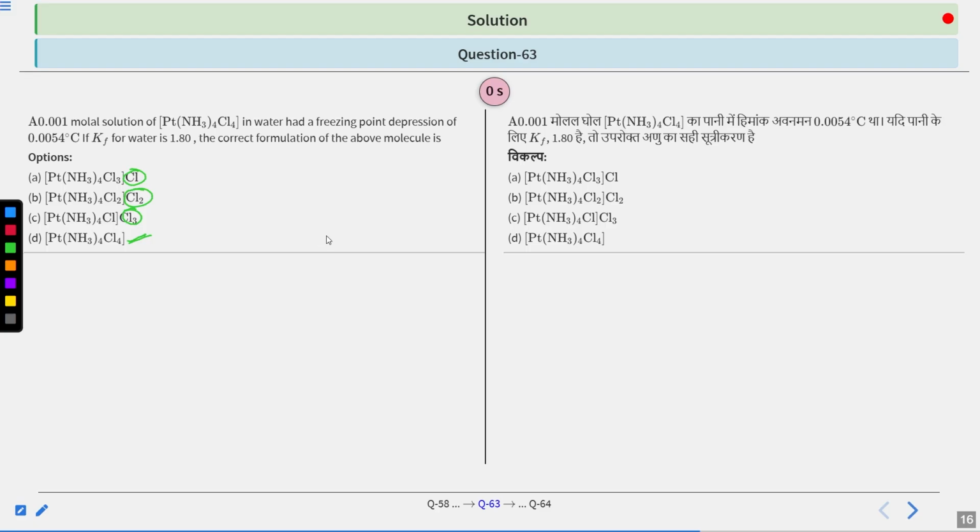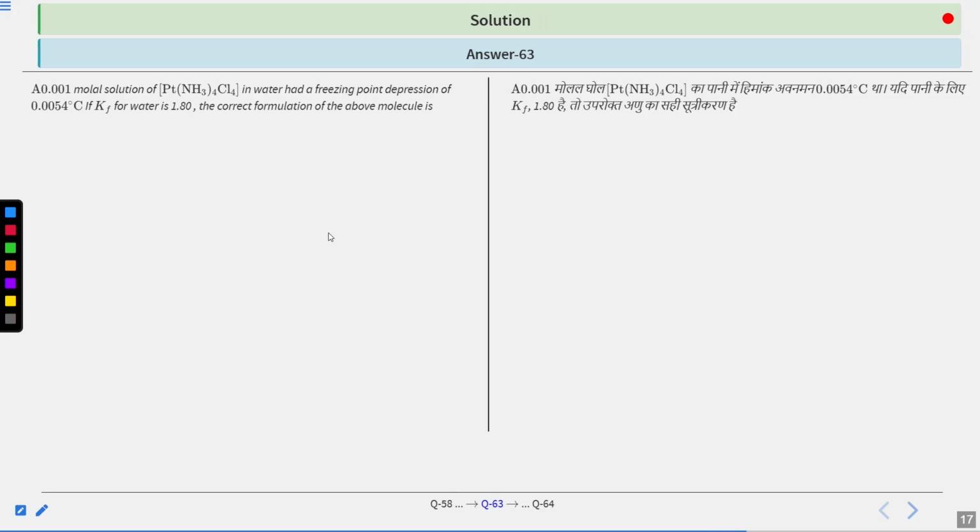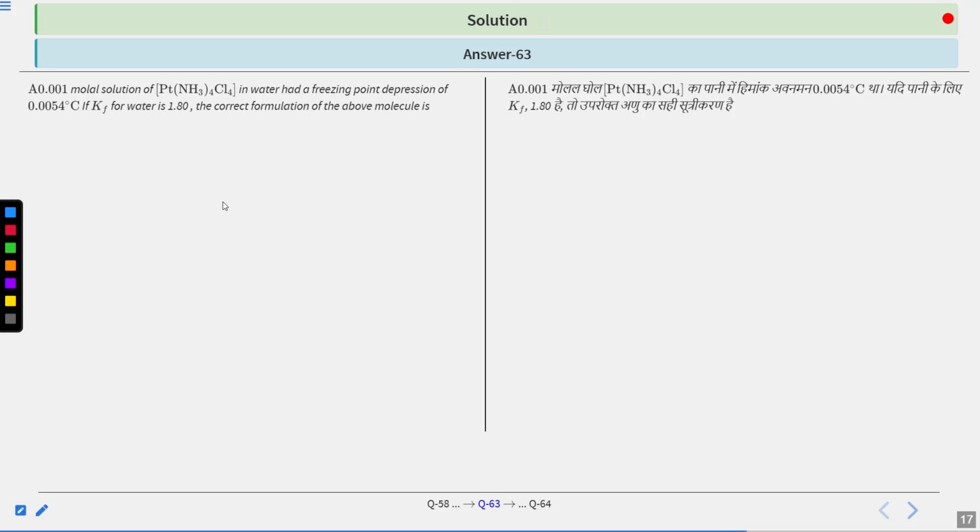Your time is up. The question is saying that we have a 0.001 molar solution of this given complex in water which has a depression in freezing point of 0.004 degrees Celsius. Given that your water Kf is 1.80, you have to say which of the given is the correct formulation of the above molecule. So the correct answer is B.